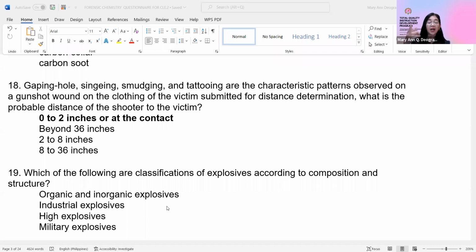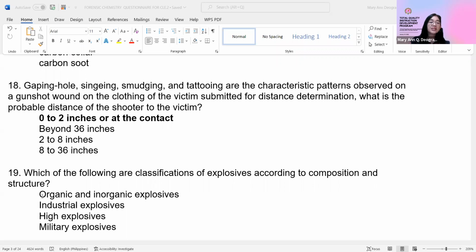Tapos yung according to composition and structure, we have organic, inorganic. Then the other one is mixture of oxidizable materials that are not explosive separately. So, ibig sabihin, pagka pinag-iwa-hiwalay natin yung mga components nila, hindi sila sumasabog. Like black powder, firecrackers, and pyrotechnics. So, composition and structure din yan.